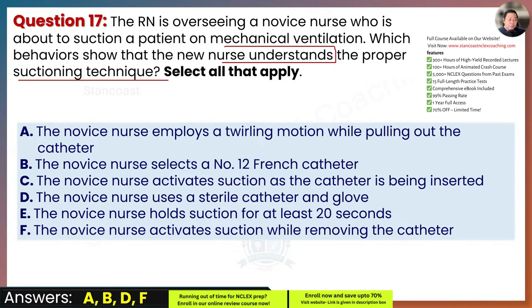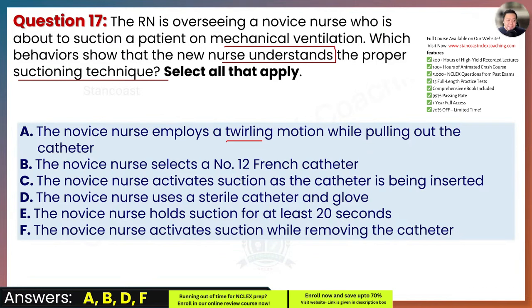And so the clue words in letter A: twirling motion while pulling out the catheter. This is exactly what we want to see. The twirling motion can help prevent the catheter from sticking to the airway lining. It will reduce the risk of mucosal damage. And this can also ensure that secretions are removed evenly rather than just in one spot. So there's no intervention needed in this option.